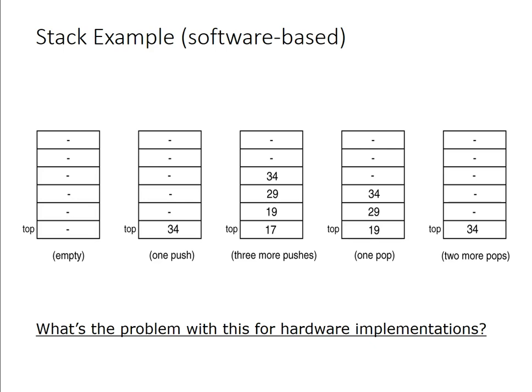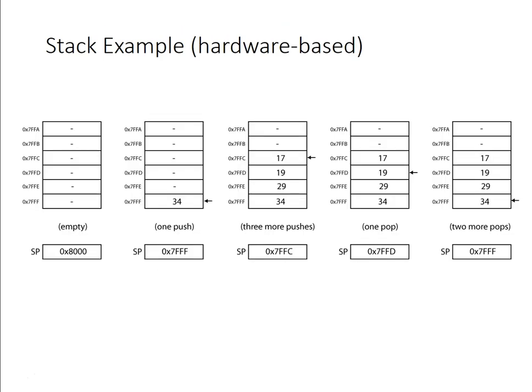However, it's not very efficient, especially when we want to put it in hardware, because I'm going to have to shuffle or move the values around every time I push and pop. For this reason, rather than shuffling the data, we're just going to move the top of the stack, or as most machines call it, the stack pointer, or SP.